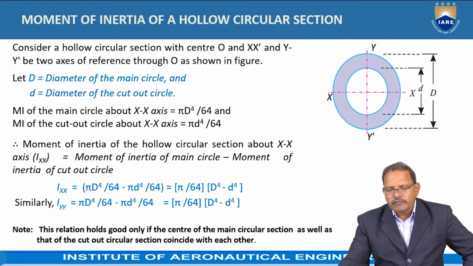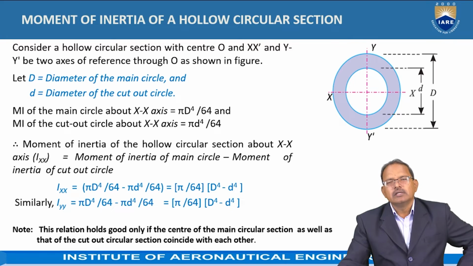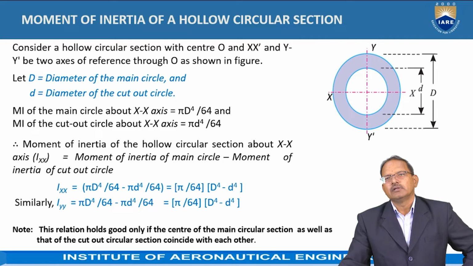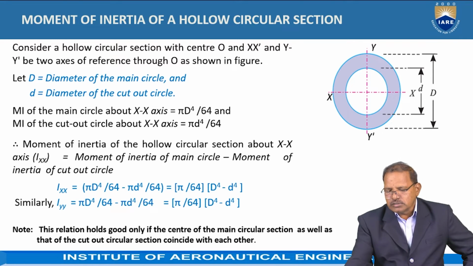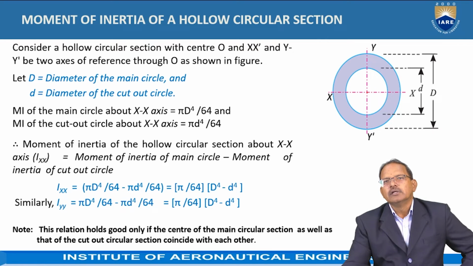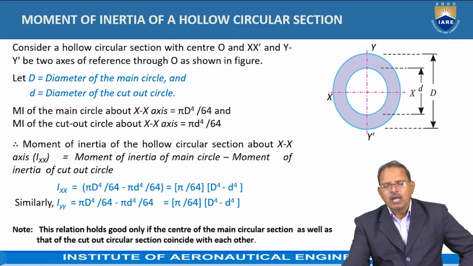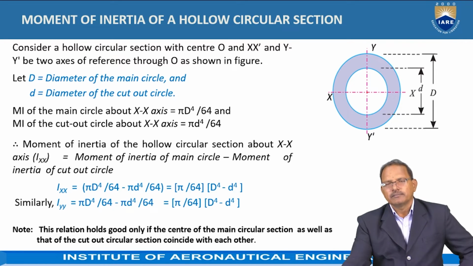The moment of inertia of a hollow circular section now. Let us consider a circular section which is having center as O represented now, with capital D the diameter of the outer circle, that is the main circle, and small d is representing the diameter of the cutout circle now.